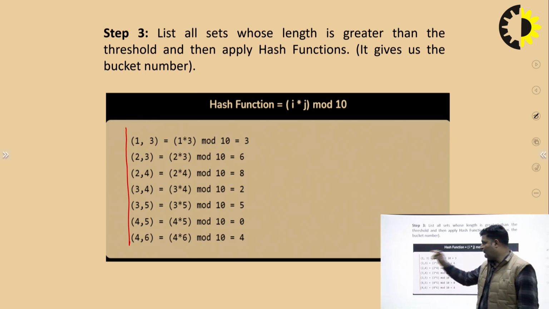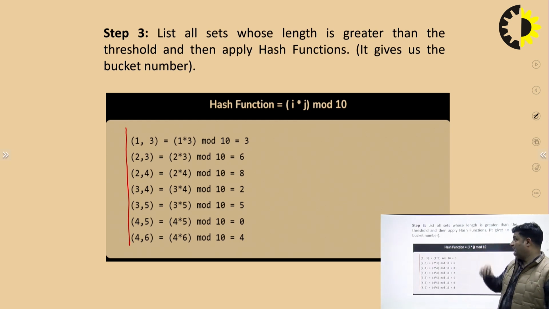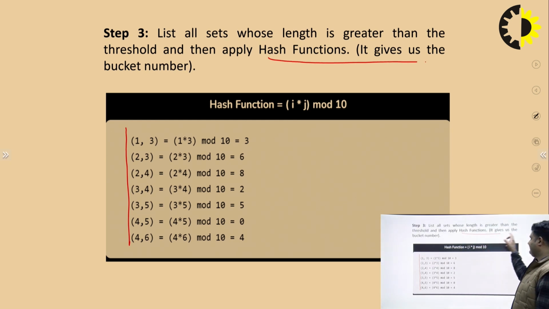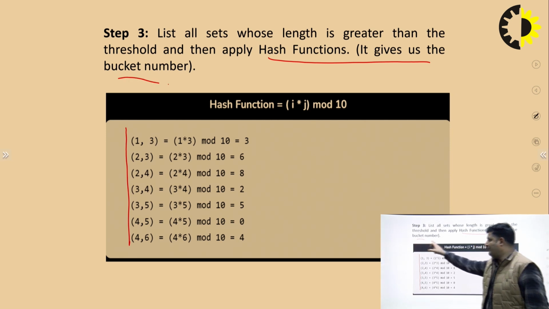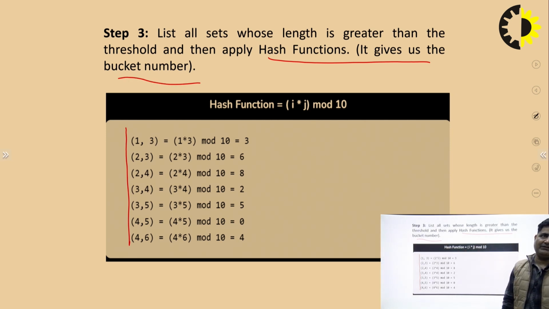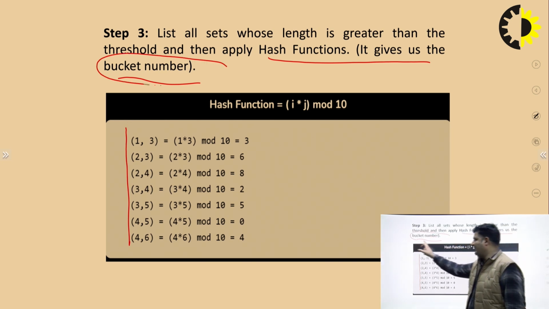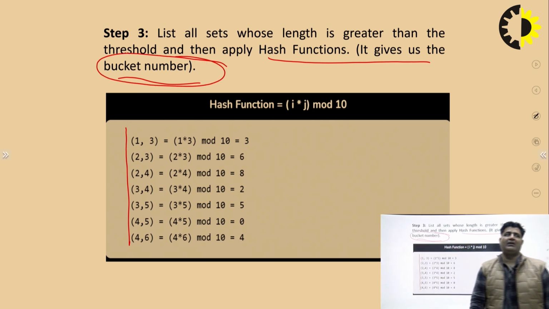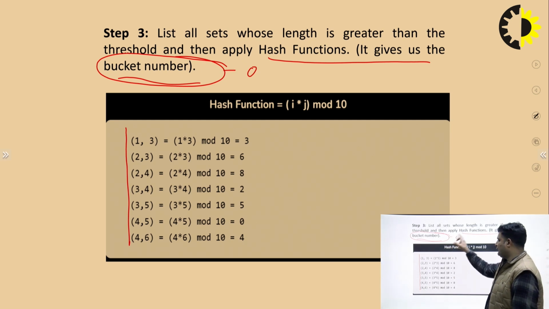Now we have step number 3. Now we use this hash function. What is the use of this hash function? It only helps us find where we have to put the item, and the value of this is from 0 to 10.